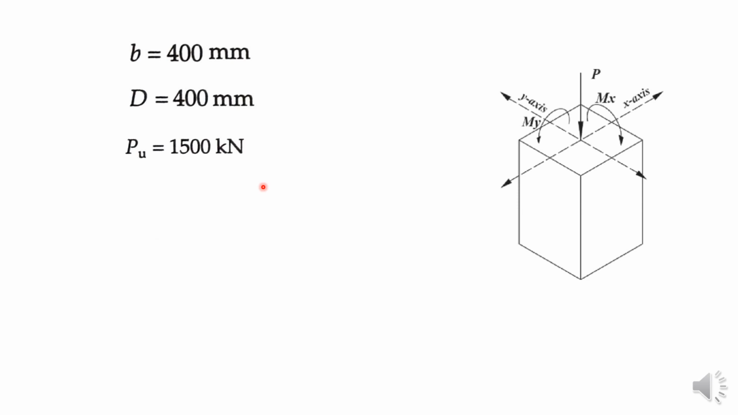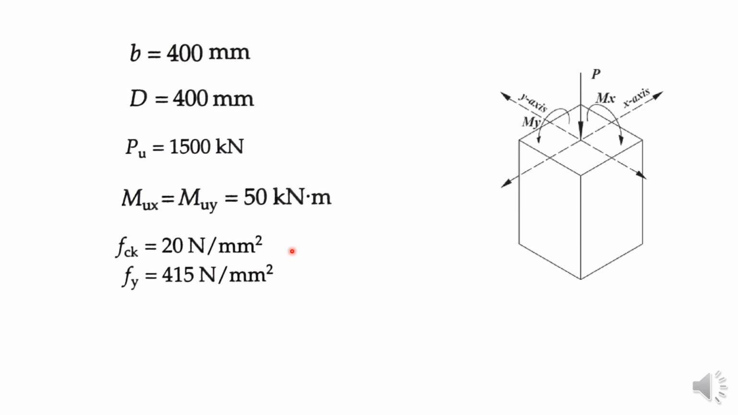And the total load, that is Pu, the axial load on the member, is given as 1500 kilonewton. Then Mux and Muy, the moment about the x-axis as well as the moment about the y-axis, is given as 50 kilonewton meter. Then material properties: the characteristic strength of concrete fck is equal to 20 Newton per mm square and fy is equal to 450 Newton per mm square.